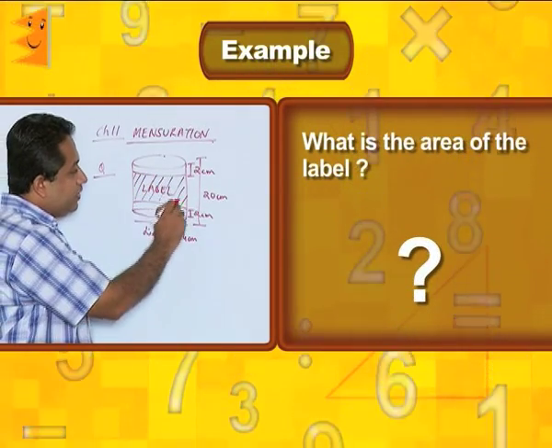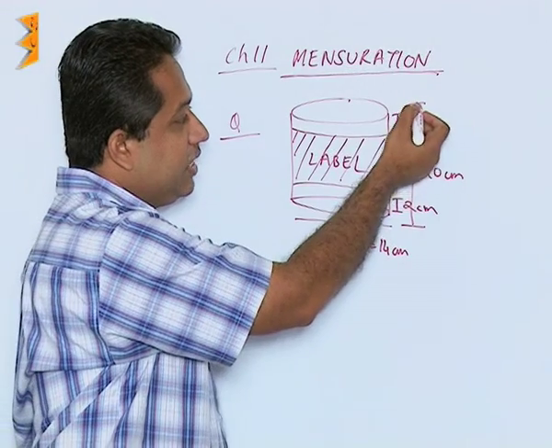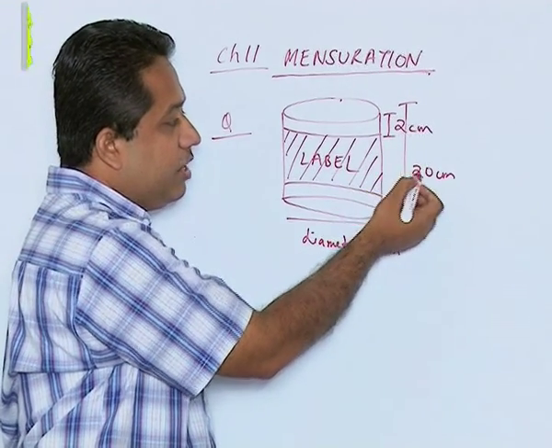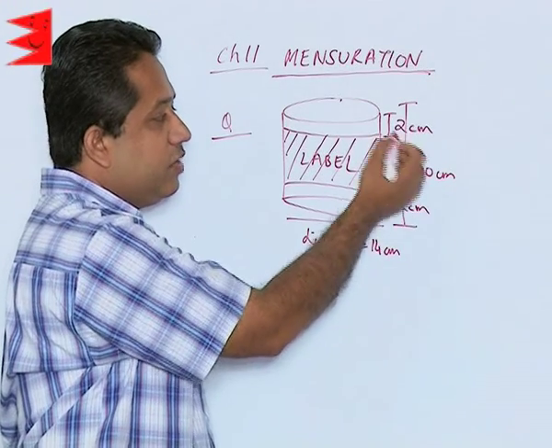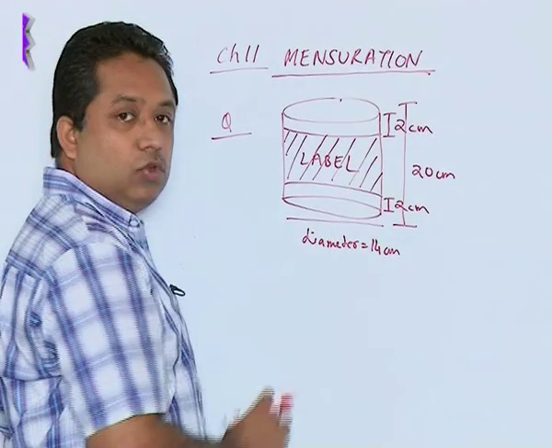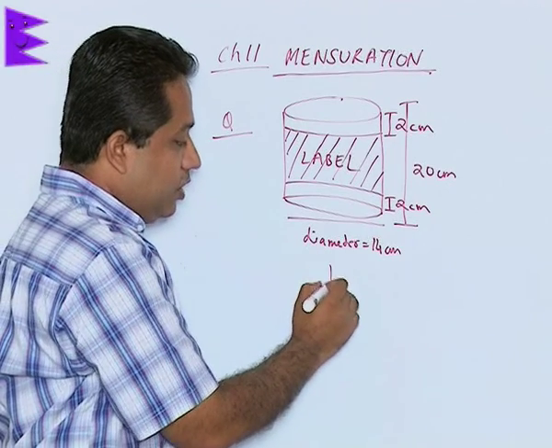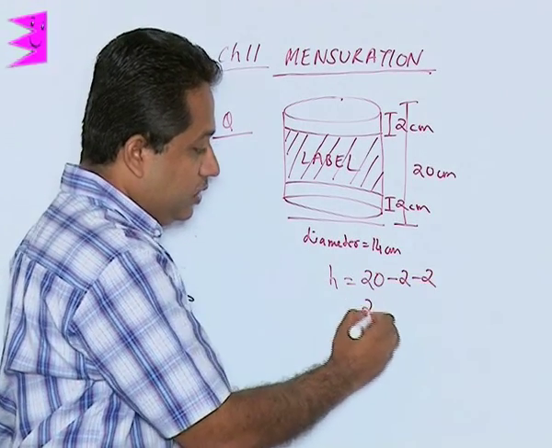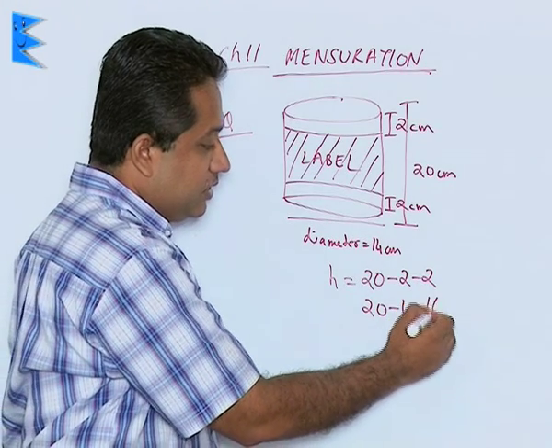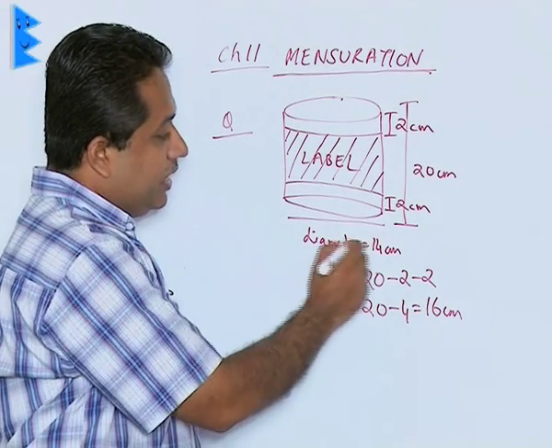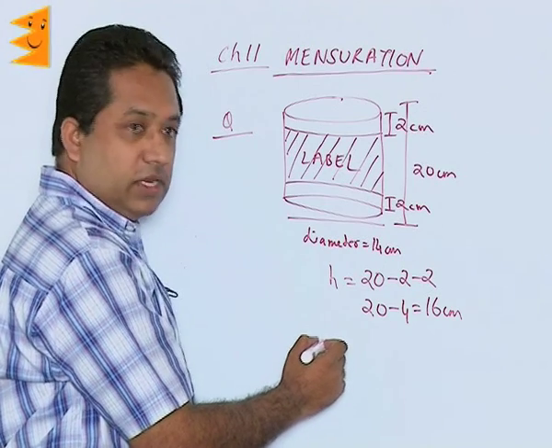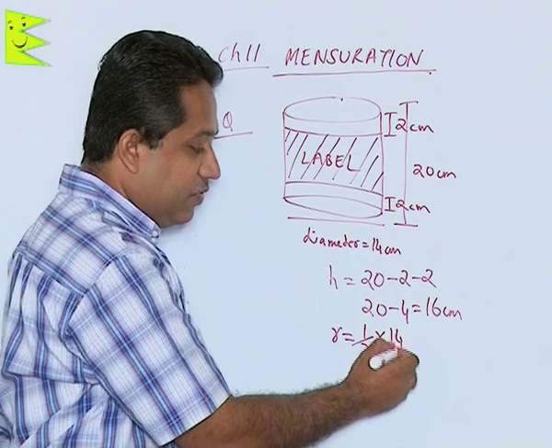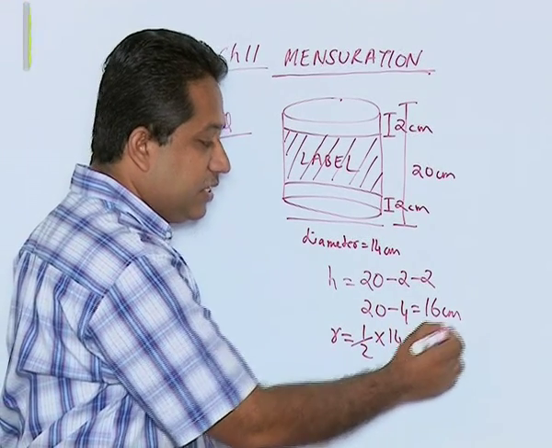Now, to find the area of the label, first of all, we see that the total cylinder height is 20, but the height of the label will be 20 minus 4. Why minus 4? Because we have to subtract 2 each from top and bottom. So, the height of the label will be 20 minus 2 minus 2, that is 20 minus 4, 16 centimeter. The diameter is given 14 centimeter. So, radius will be half of the diameter, that is half of 14, that will be 7 centimeter.